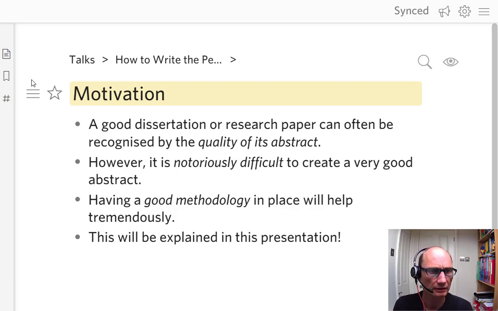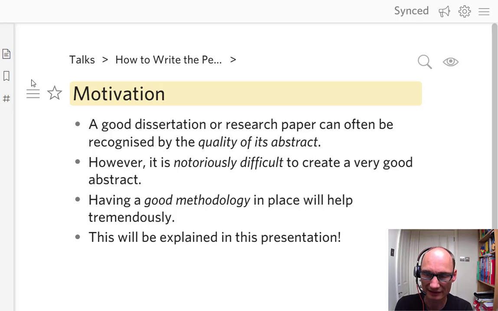So why is it important to have a good abstract, actually? Well, basically, people can tell by simply looking at your abstract the quality of your entire dissertation or research paper, because quite often the quality of the abstract is aligned with the quality of the entire thing. So it's really, really important to get it right.